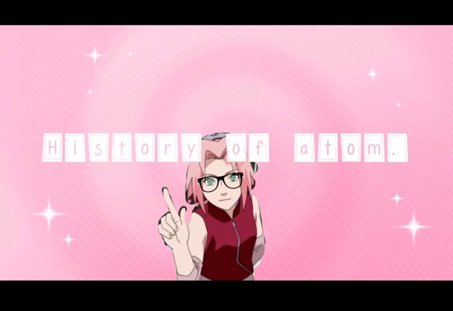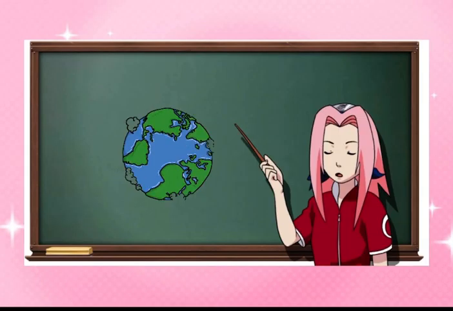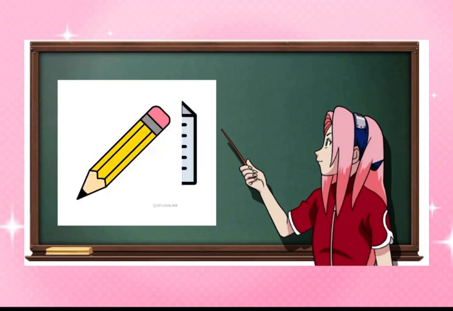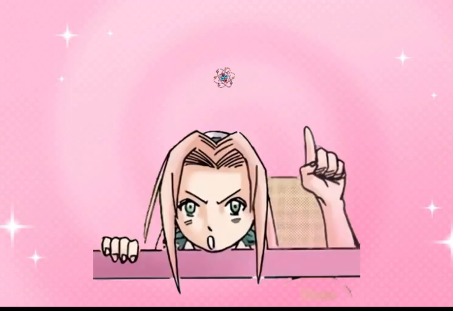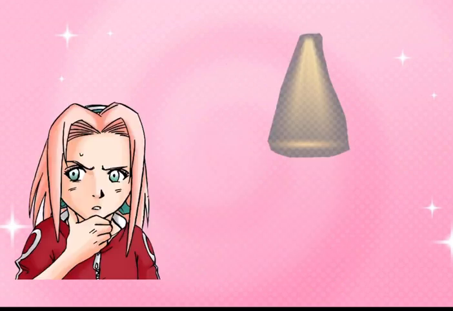History of the atom. What is an atom? An atom is everything. The table, the paper, the pencil, your phone. Atoms make up everything. You are atoms. You just can't see them with the naked eye because of how small they are. It's easier to see light than an atom.